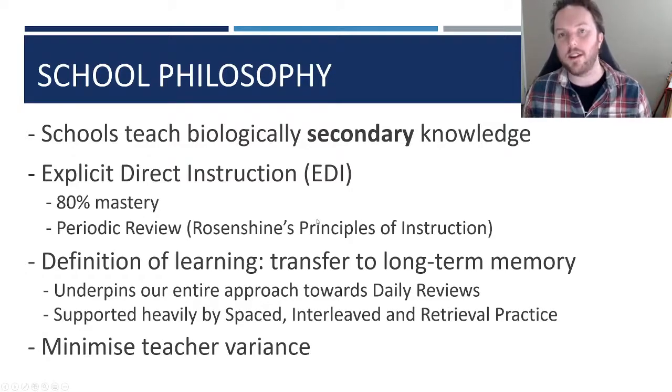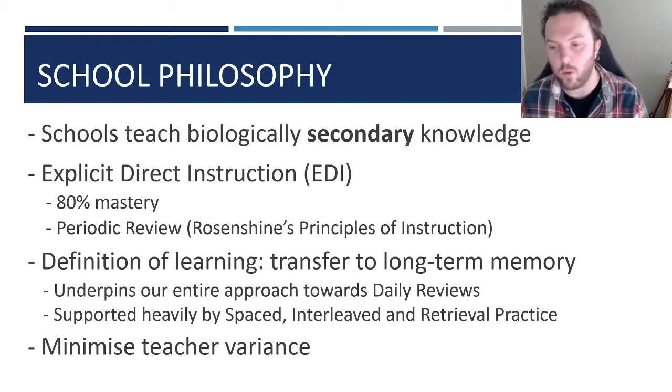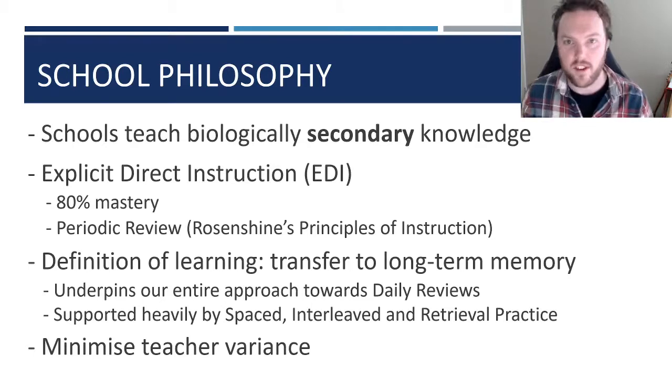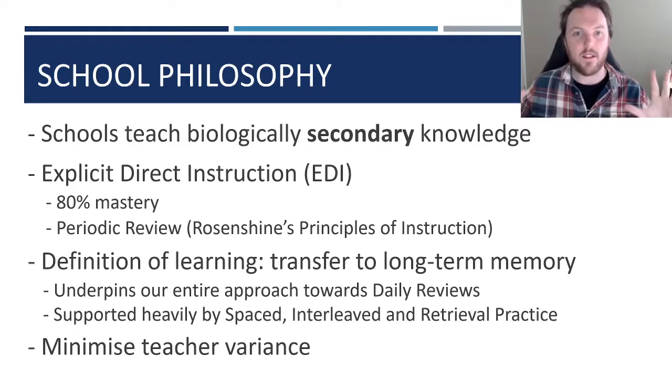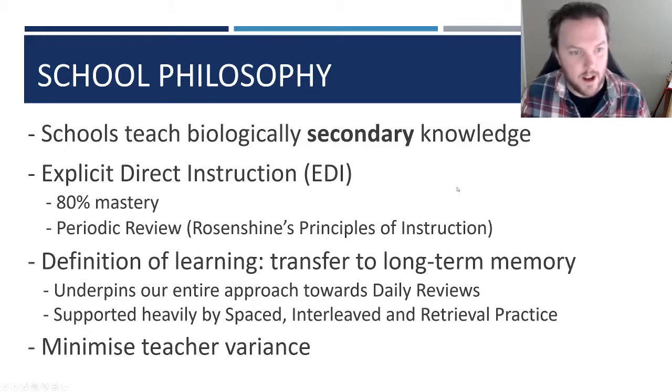And another idea here is that we try and minimise teacher variance. So we know that teacher variance and fluctuating teacher quality accounts for a lot of the differences in student outcomes, and we want our teachers to be as similar as possible in that they do use similar approaches, similar pedagogical constructs, so that we minimise that variance. All right, because variance leads to worse student outcomes.